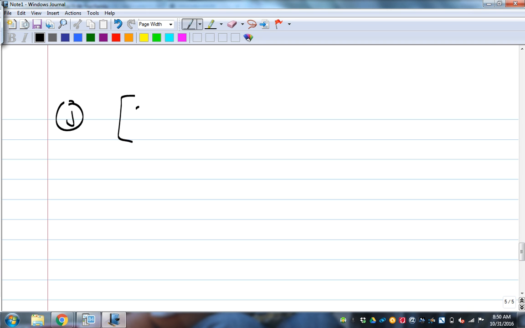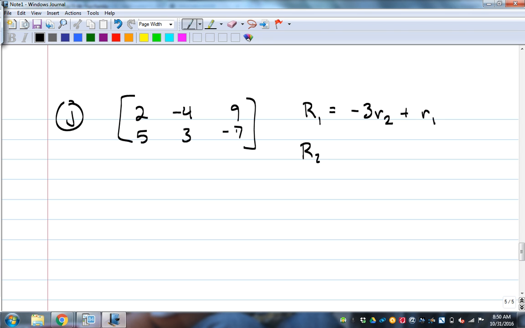Let's say here's our original matrix: 2, -4, 9, 5, 3, -7. And we're going to perform these 2 row operations. Row 1 changing by saying -3 times row 2 plus row 1. And then row 2 changing by 5 times row 1 plus row 2. In that order. Okay, so this one happens after that one. So we got to get the answer to that one first before we can do that.